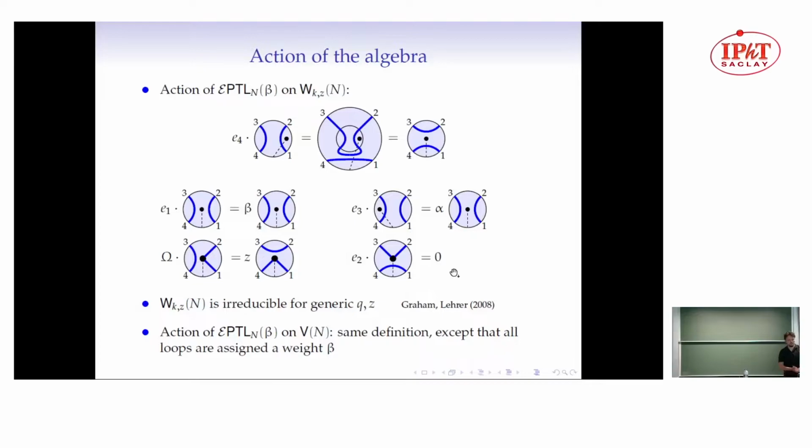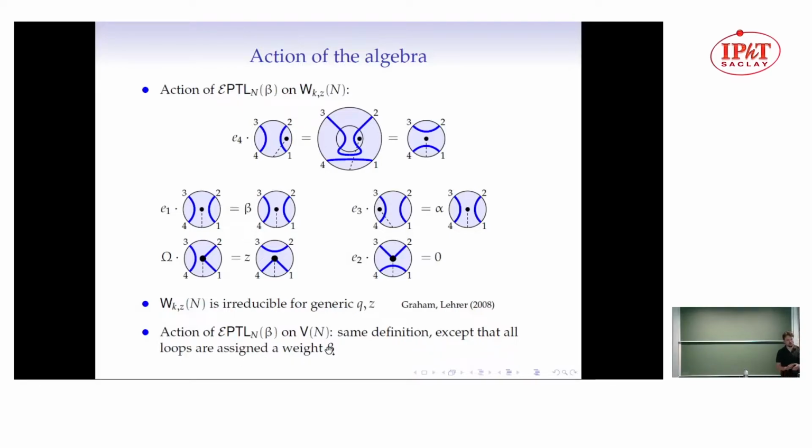So these modules are well studied. One result of Graham and Lehrer is that if you set generic values of q and z, then these modules are irreducible. Of course, they did a much deeper analysis of these modules. And finally, what happens on my vacuum module: the action of the algebra is defined in the same way. The only difference is that there's no marked point, so all closed loops get a weight beta.